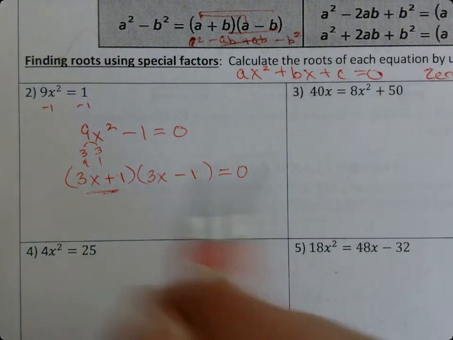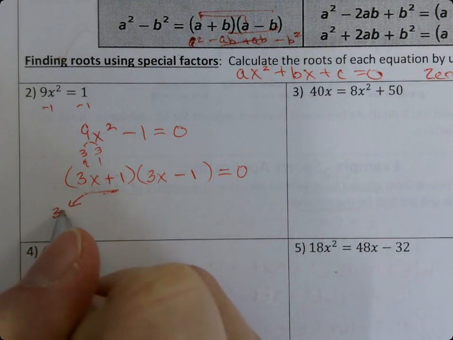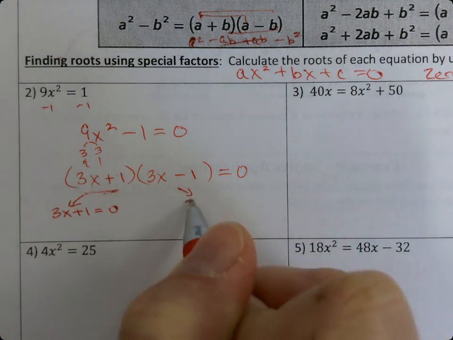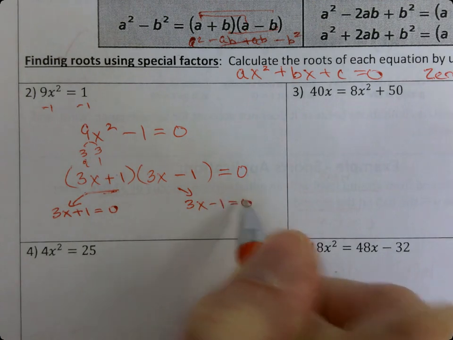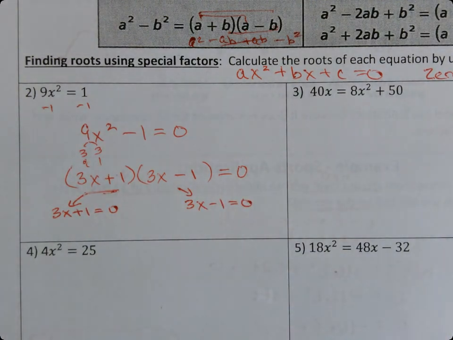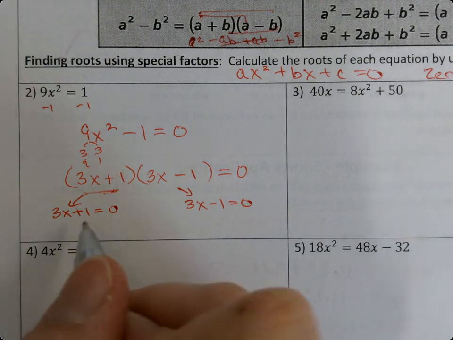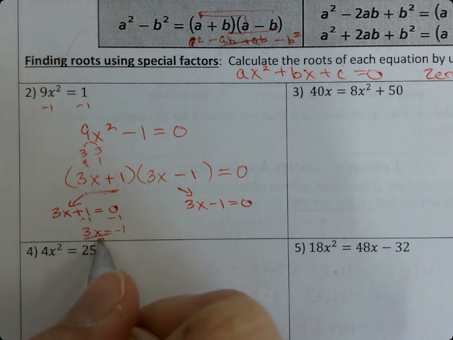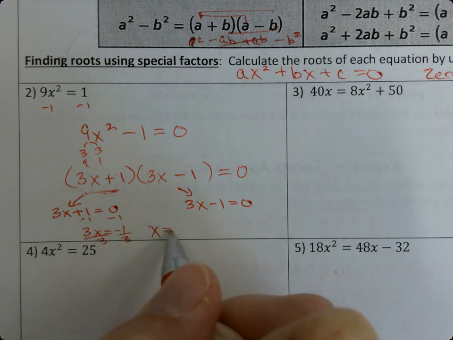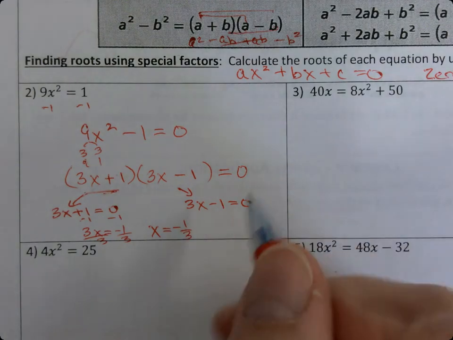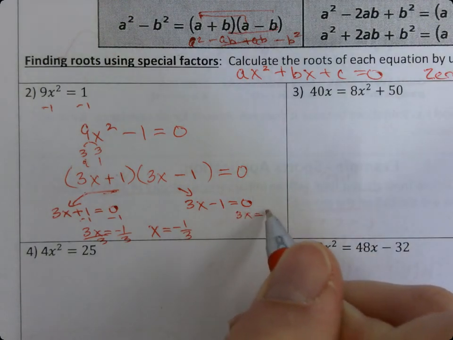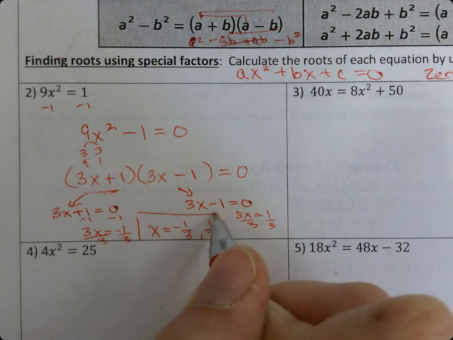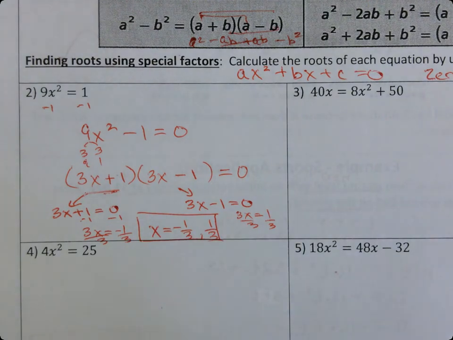Okay, if you don't see that in your head, set each piece. This is like saying A equals 0. So either this piece equals 0 or this piece equals 0. There's no shame in showing that to make sure you don't mess up your fraction or your negative sign. Subtract 1. I get 3x equals negative 1. Divide by 3. So I get x equals, there's that negative 1/3. This one you would add 1 and then divide by 3, and we get a positive 1/3. So those are my two different answers.